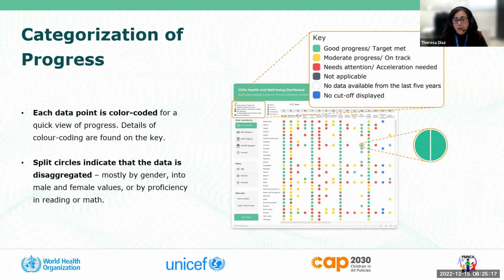So each data point is color coded. And there's a key that lets you know green is good progress or target met, moderate progress or on track, red needs attention. There's a kind of black that's not applicable. There's white if there's no data available from the last 5 years. And there are some where there was no cutoff, so the display is showing you what the results are and not color coding it in a specific way. And circles can be split to indicate that the data is disaggregated in some way. Mostly it's just disaggregated by gender, so you can get information on male and female, but there's one indicator, which is reading or math. It's disaggregated by reading or math for the proficiency. Next.